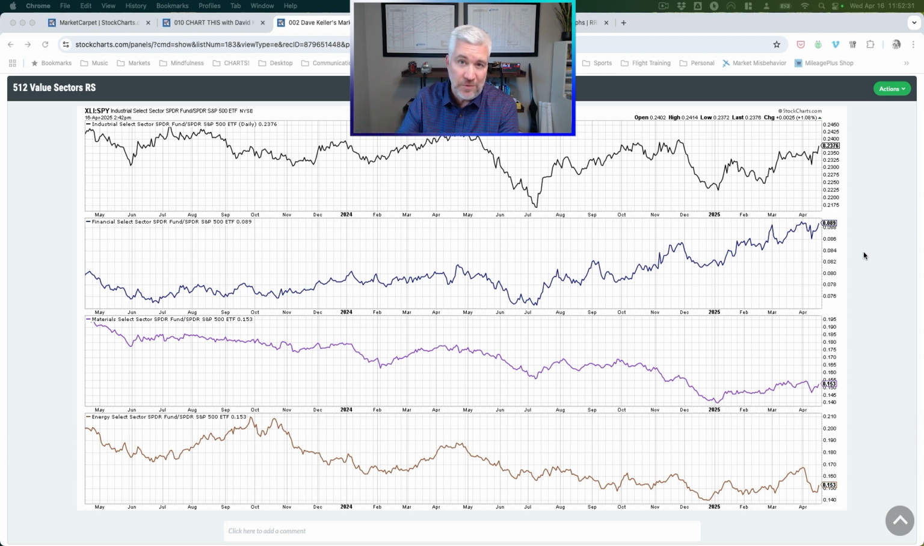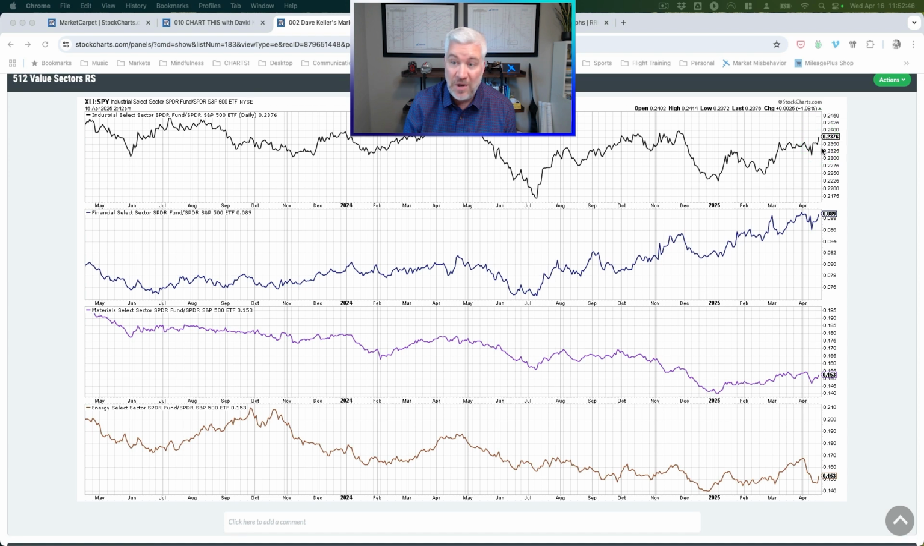These are what we call cyclical sectors. These are companies that tend to do well when the economy is strengthening, when investors are optimistic. You tend to see early leadership from some of these names. And indeed, you're seeing industrials, for example, make a new 3-month high here today on a relative basis.